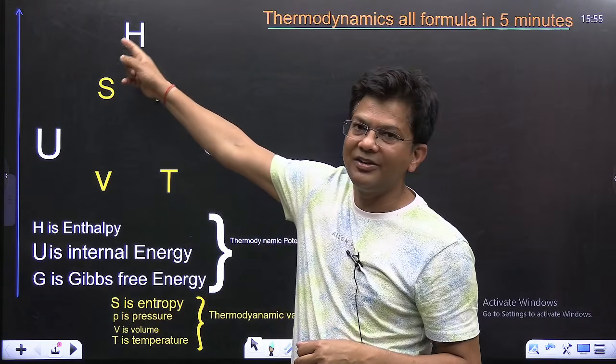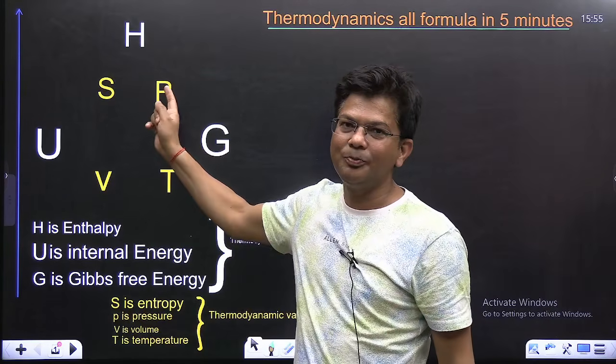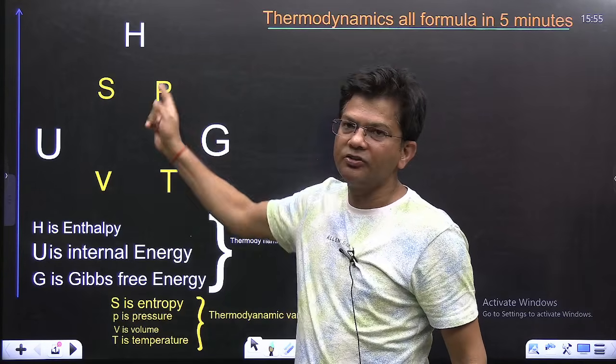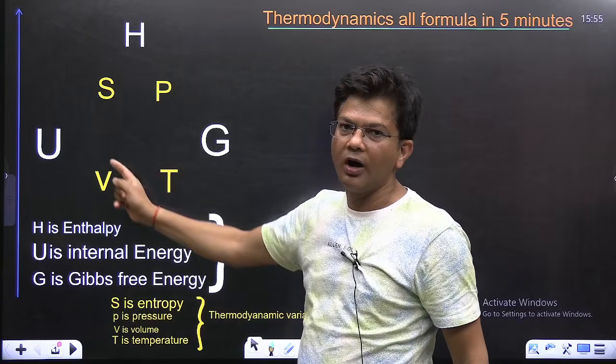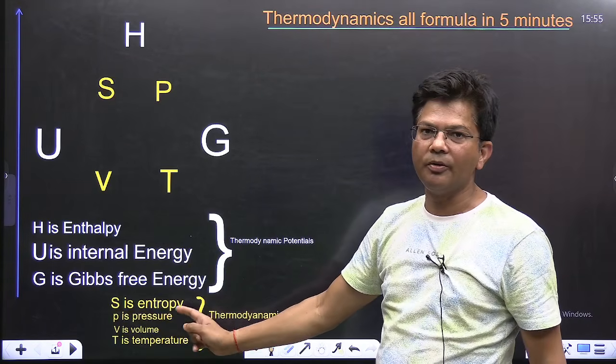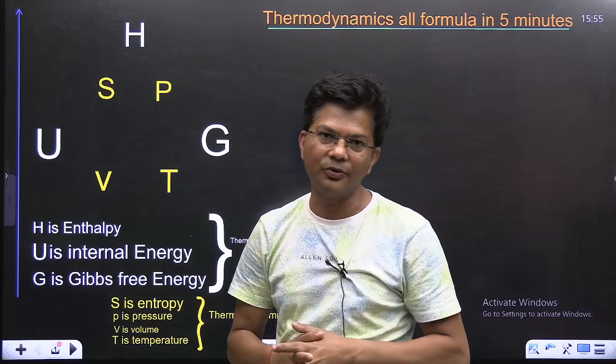And you see H.S.P. H, your teacher, H.S.P. Very true. I'm a very true teacher, right? H.S.P. Very true. These four are thermodynamic variables written over here: entropy, pressure, volume, temperature. Now, right? This much is okay.